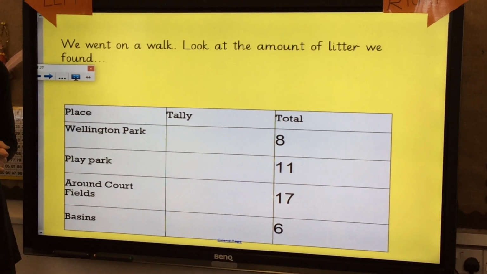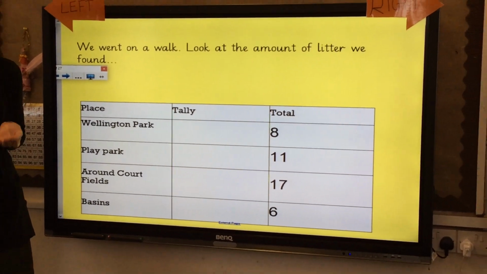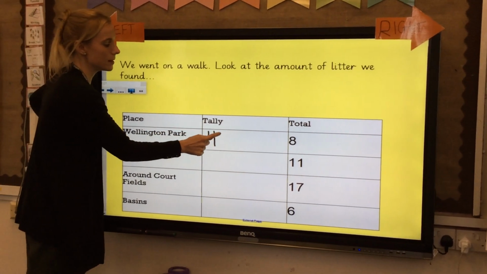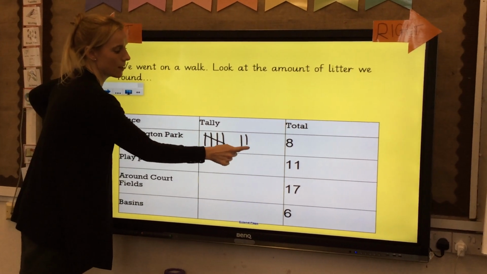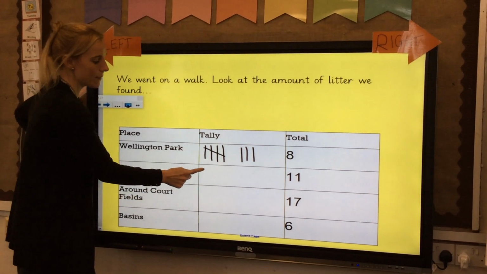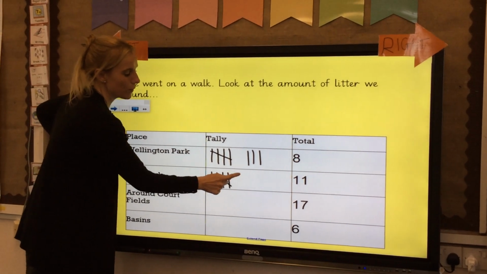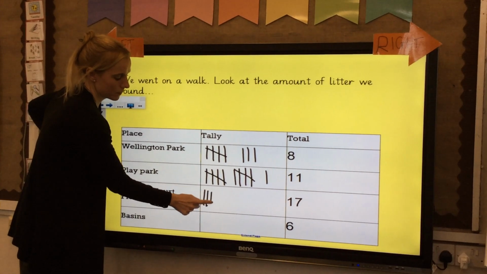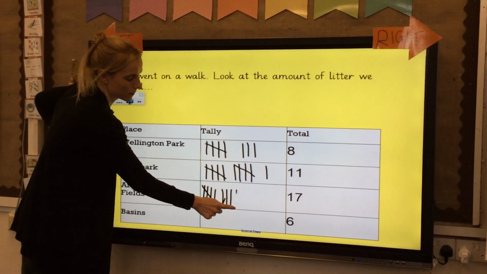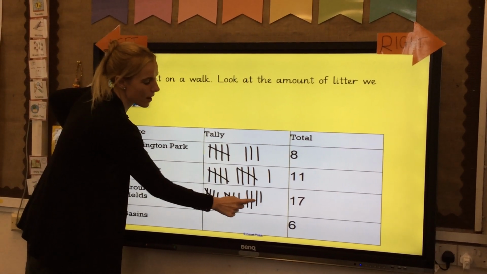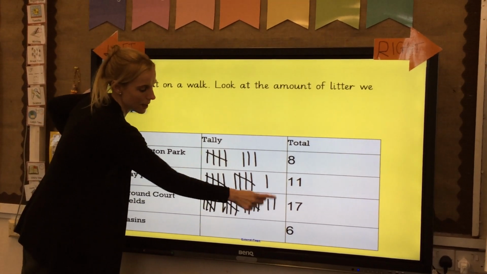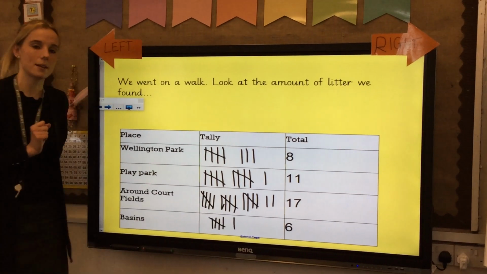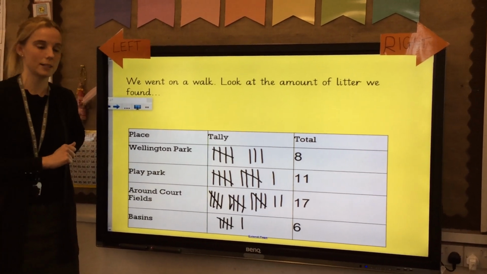So, hopefully now you've all drawn the tally and you've paused and not carried on listening. You should have this. 1 set of 5, and then 3. 5 and 3 make 8. 11. 2 5s, which make 10. 1 more, 11. 3 5s, 15, 16, 17, and a 5 and a 1, that makes 6. So hopefully you have got that down.